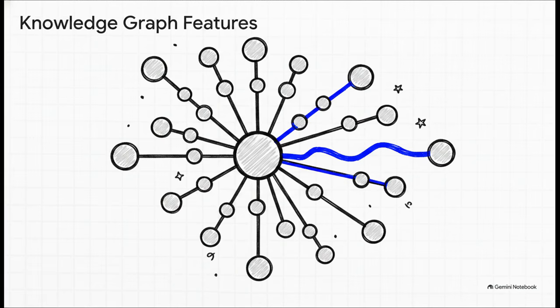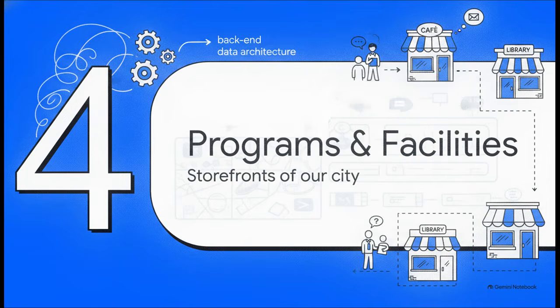And because it's a two-way street, you can just click on any node in the visual map and jump right back to the data dictionary for the text-based details. Up next, part 4, navigating programs and facilities.